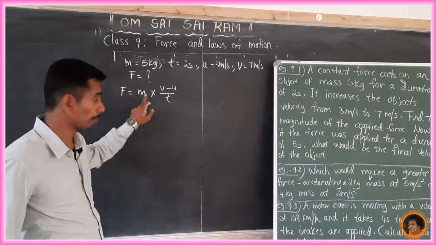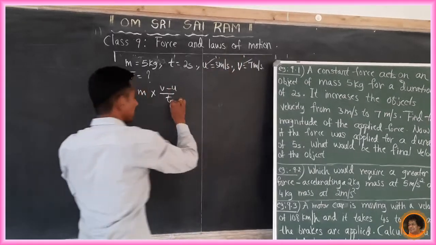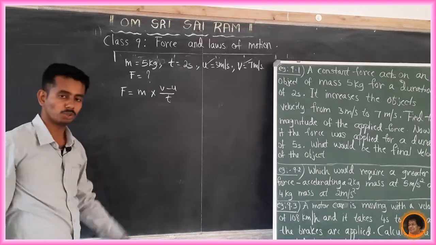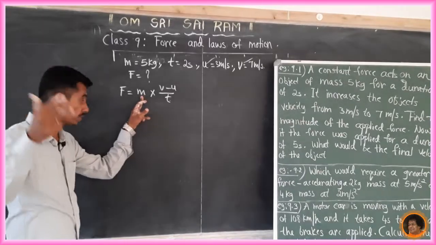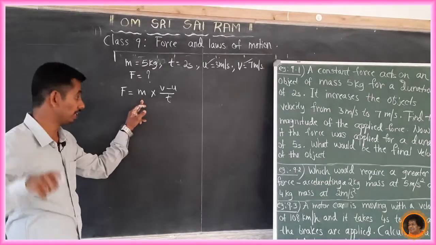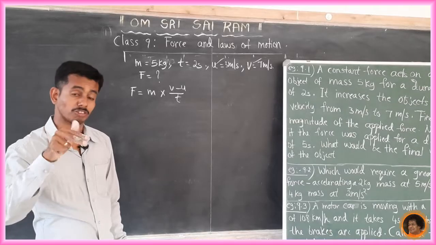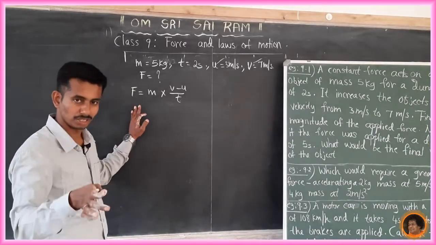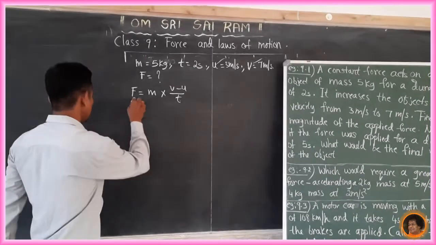You have to use m into (v minus u) by t, because v is given, u is given, t is given, and m is given. Be careful. If you use the formula F equal to ma, a is not given. So first you have to find a, then use F equal to ma. So, use this formula and we can easily find the value of F.